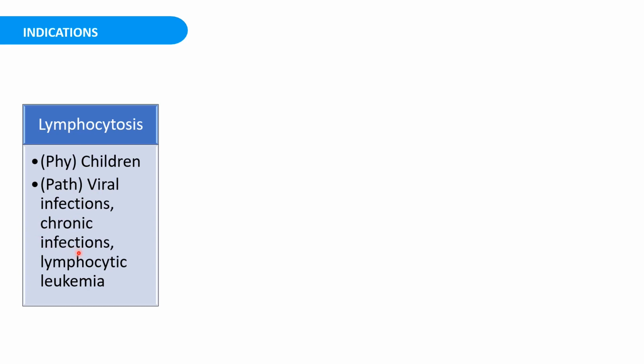Then chronic infections. If the person has a chronic infection, then also lymphocytosis will be there. If there is a blood cancer like lymphocytic leukemia, then also lymphocytosis will be there. Most important is viral infections. In viral infections, lymphocyte count will increase. The reason is lymphocytes destroy the viruses while neutrophils destroy the bacteria. So that is why lymphocyte count increases in viral infections while neutrophil count increases in bacterial infections.